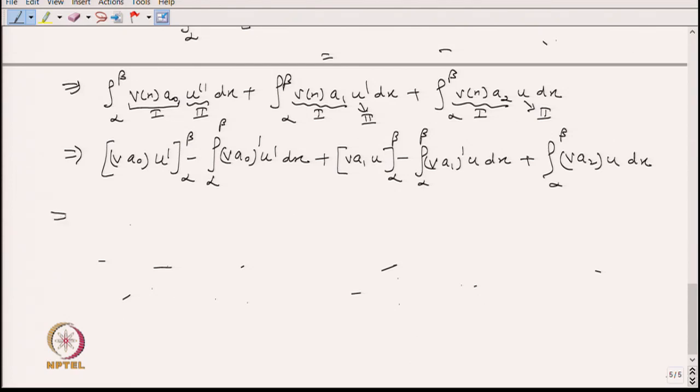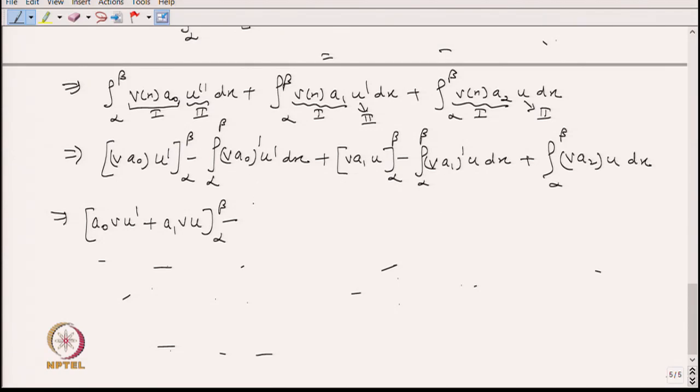Now, from here I will keep this quantity here. So, it will be A naught v u dash plus A1 v u. This quantity I will separate out. Then this is the integral, and I again want to solve this integral.